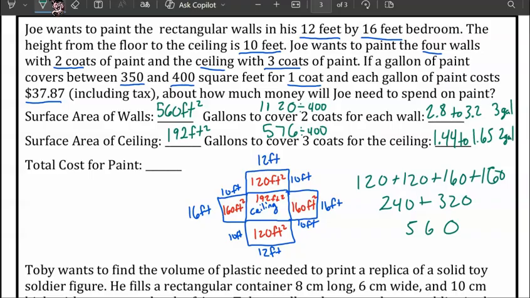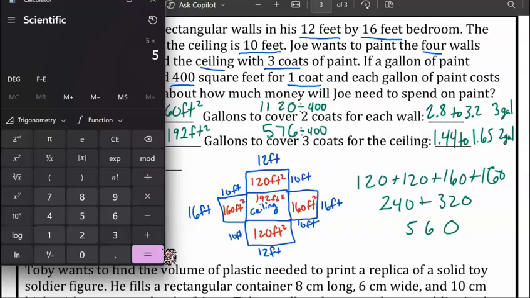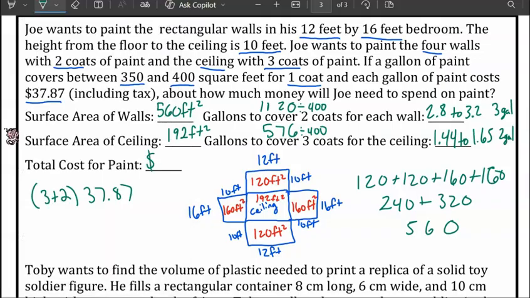The cost for the paint would be 3 plus 2 times that 37.87. So it's going to be 5 times 37.87, $189.35. Now, depending on how large their windows and doors are, they may get by with one less gallon of paint.